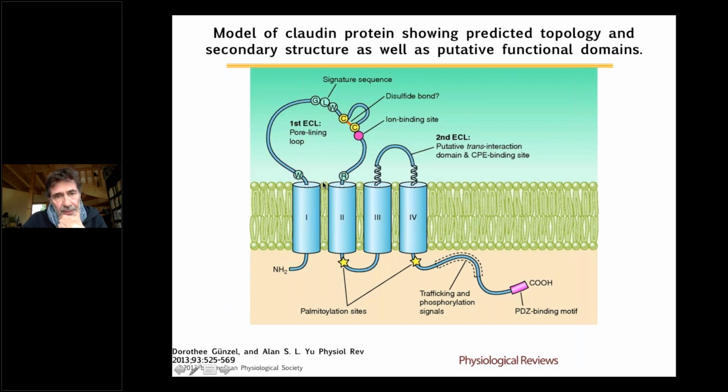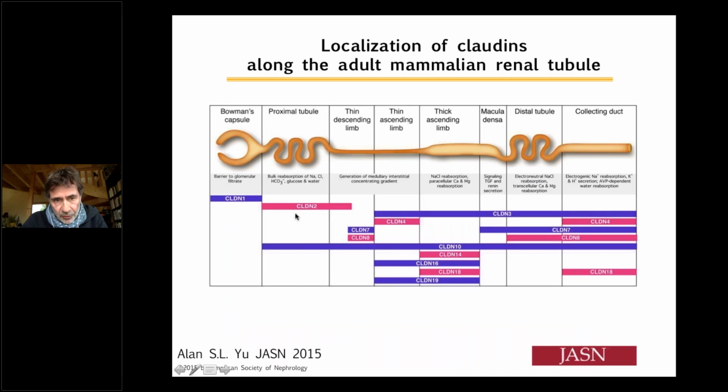And we believe that the specific property given by a specific claudin is dependent on the amino acid sequence of the first loop. So if we look at the expression of claudins along the renal tubule, we appreciate that different segments express different claudins. For example, the proximal tubule, as already mentioned, expresses claudin 2, and the thick ascending limb expresses claudin 16 and claudin 19 that are mandatory for normal paracellular permeability. It also expresses claudin 10 and claudin 14, and I'll come back to this in a minute.